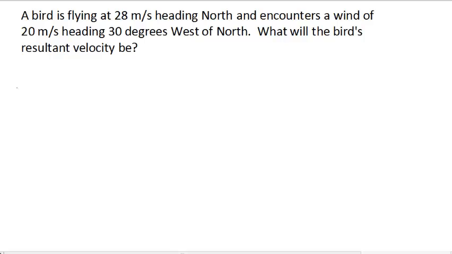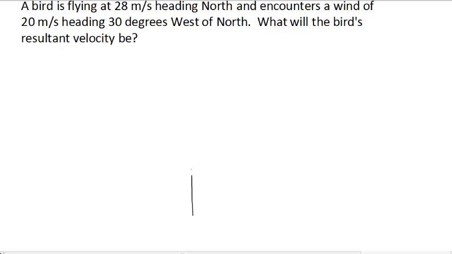And so here's an example of a harder type of question, one that will actually need something like cosine or sine law to solve. So here we have a bird flying at 28 meters per second heading north. So I'll always start off with the diagram, and that's what I'm going to do here. So we have the bird going north at 28 meters per second, and then the wind going 30 degrees west of north. And so whenever I add vectors, I tend to draw these crosshairs, and they help me see things a little bit better.